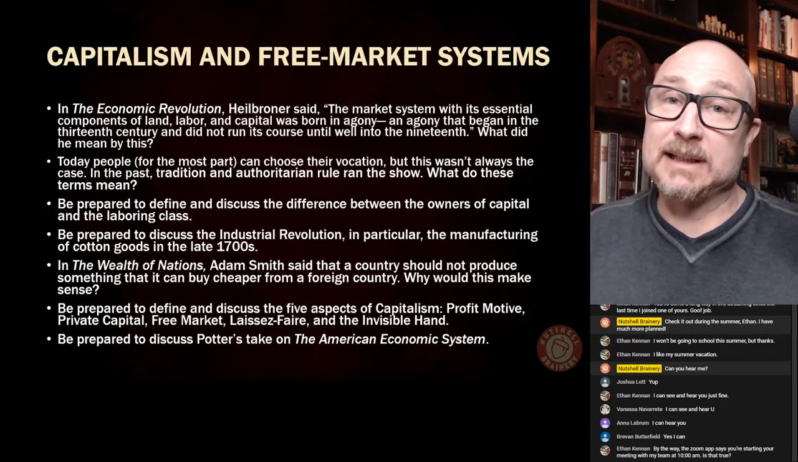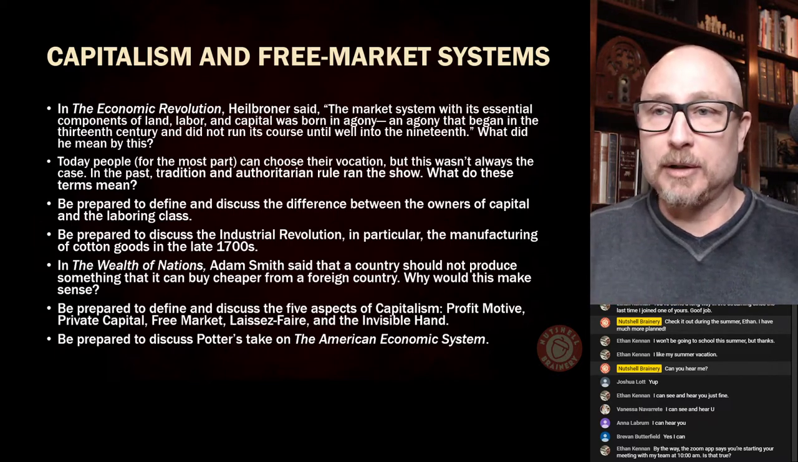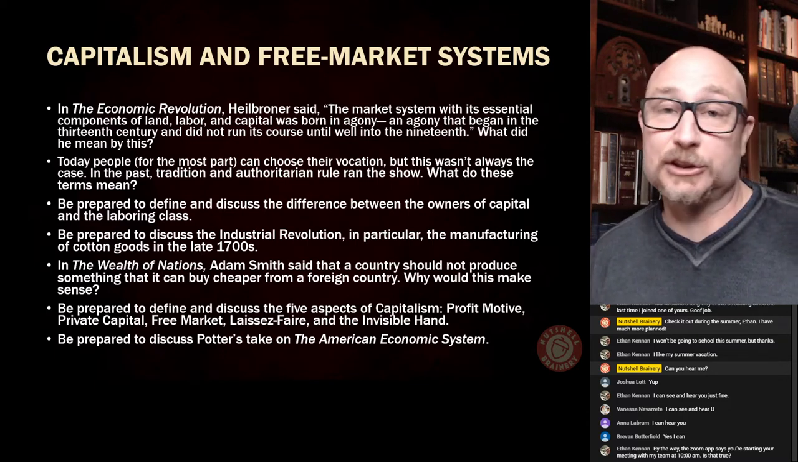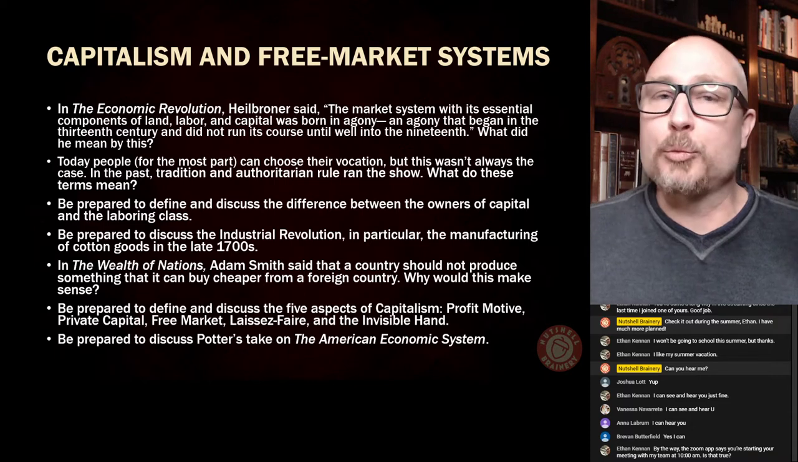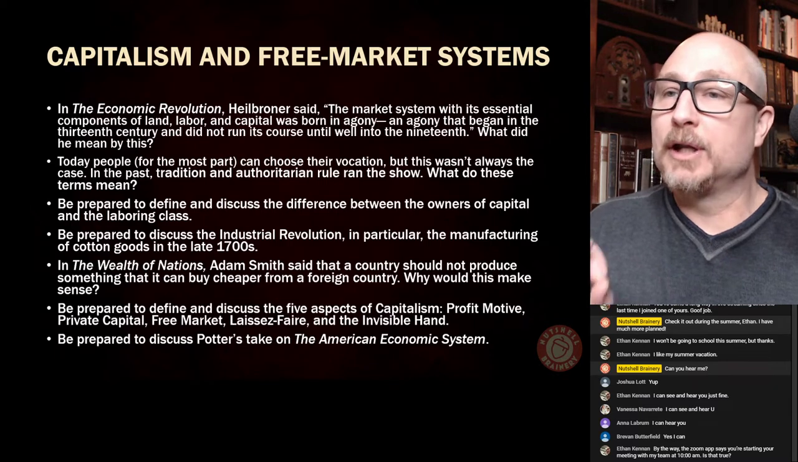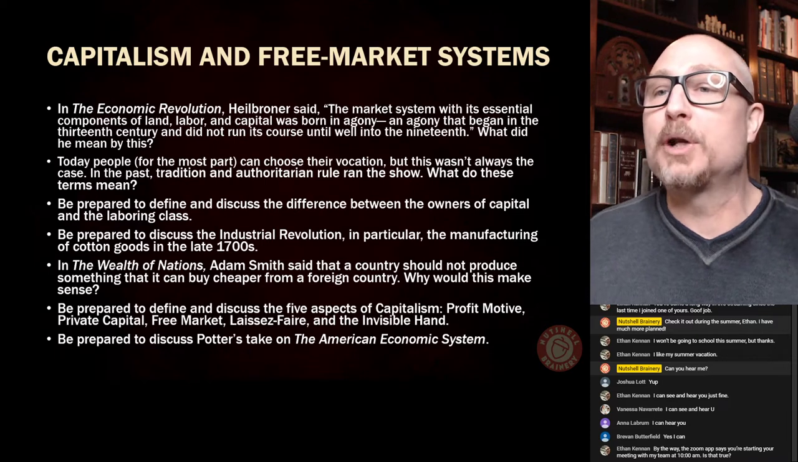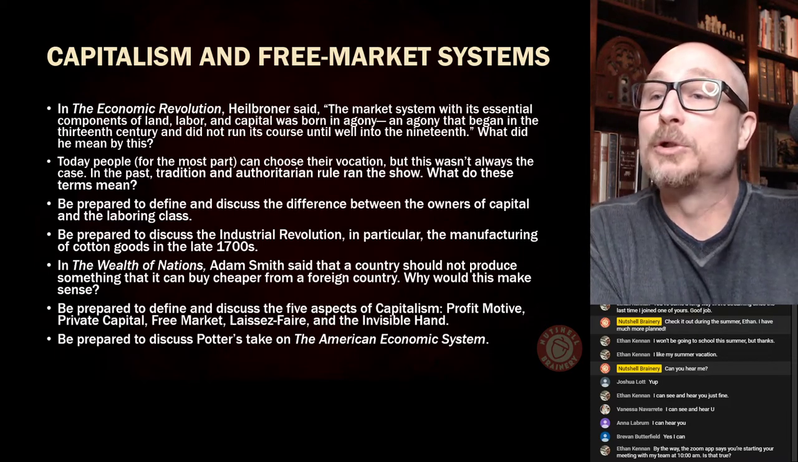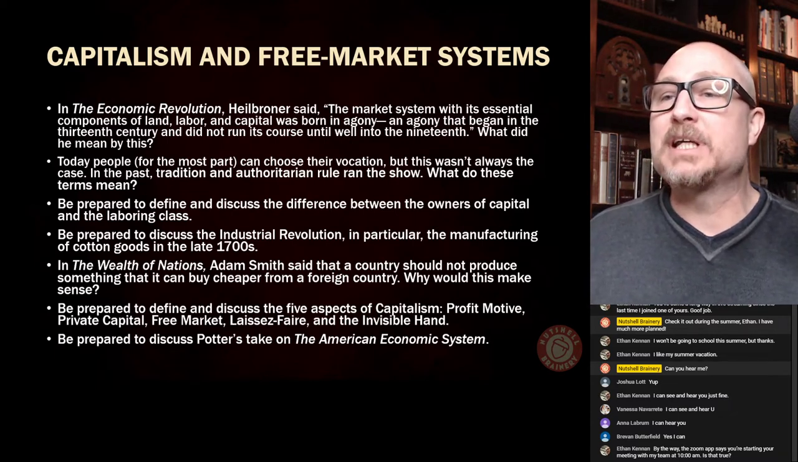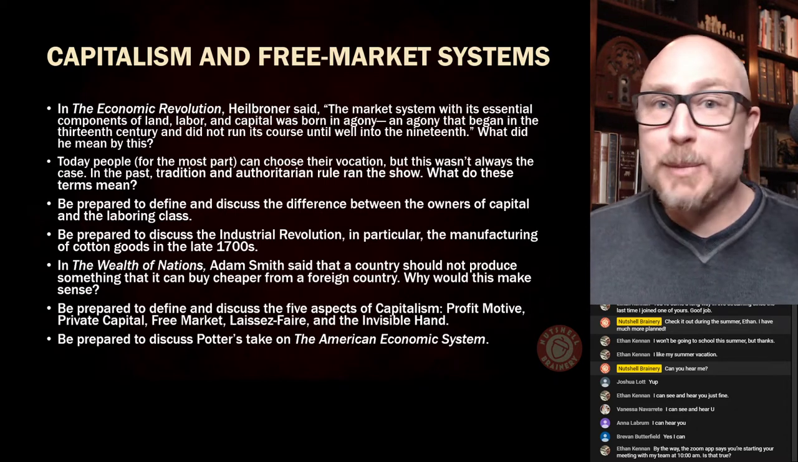Capitalism and free market systems. Obviously, the class talked a lot about capitalism and so forth, its pros and its cons and its problems and its solutions. We're going to cover all these. Make sure that we understand these things. So the first one, the economic revolution, according to Heilbroner, he said that the market system with its essential components of land, labor, capital was born in agony, an agony which began in the 13th century and did not run its course until well into the 19th. What did he mean by this?